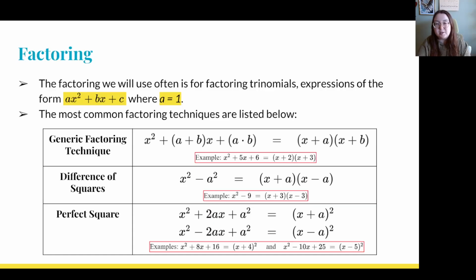So you can use these different techniques when you are factoring trinomials. The generic factoring technique is most definitely the most important one that you'll want to know. But the difference of squares and perfect squares are also very good to know. The generic factoring technique will help you with any of the other terms or any of the other forms, though. So that one's the most important one to know.